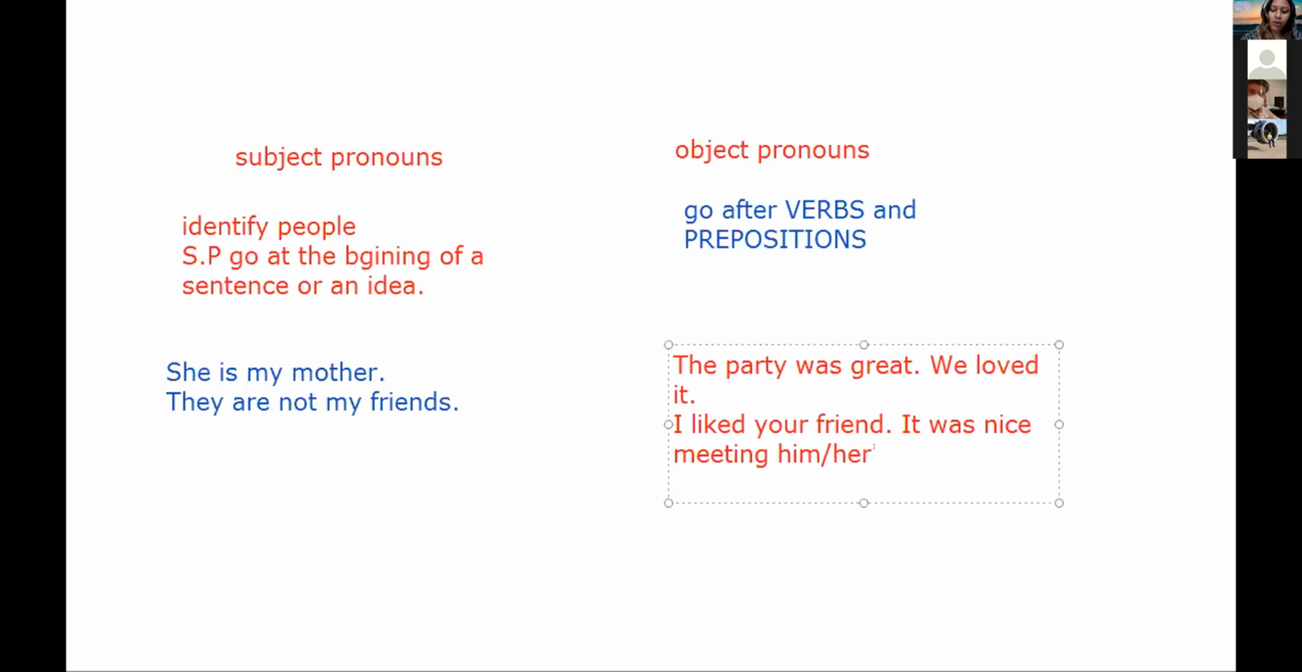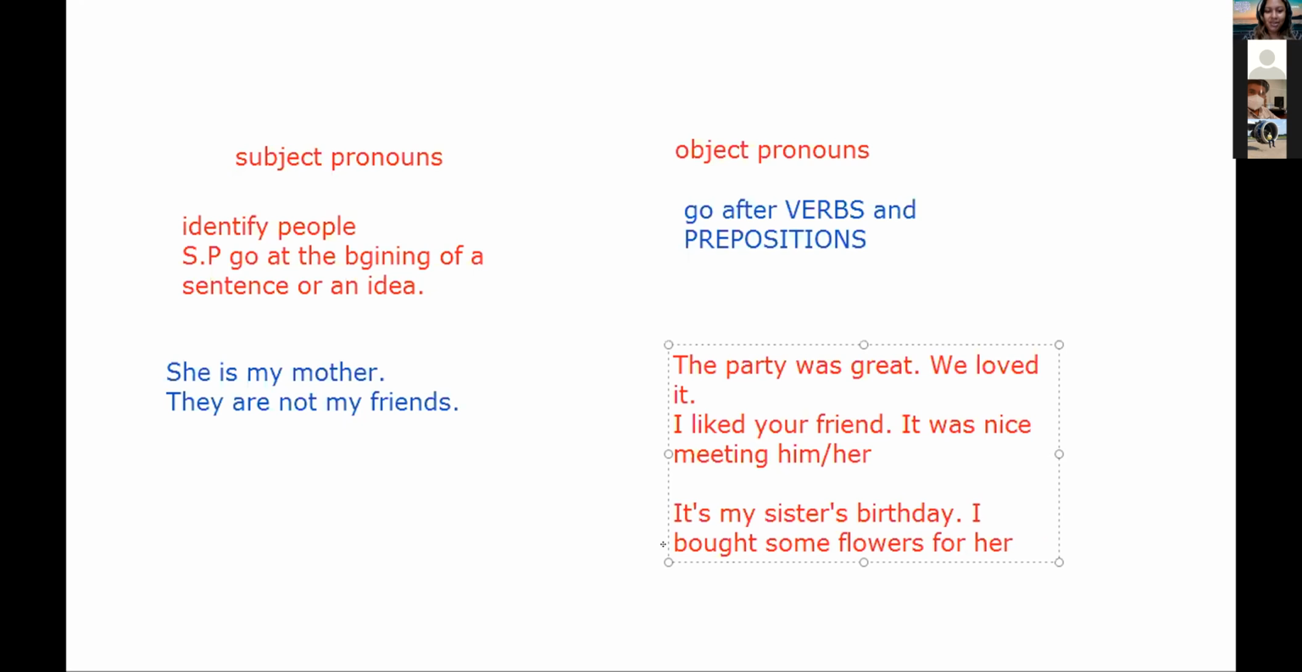Okay. So I say, "It's my sister's birthday. I bought some flowers for her." You see, some flowers for her, right? So this is all we need to know on how to use subject and object pronouns. Let's move on to our next activity. I want to send you this in the chat so that you can have it.